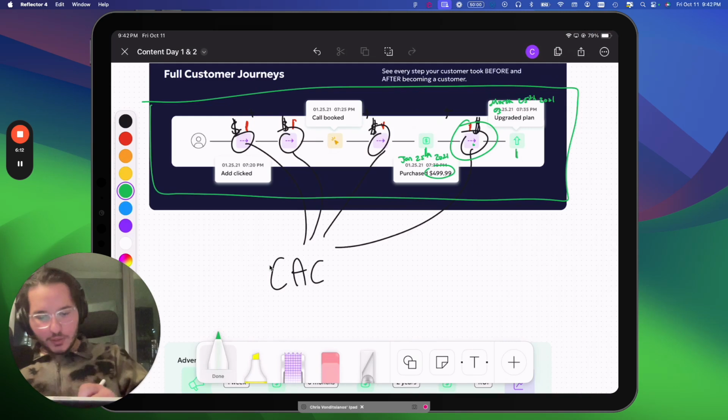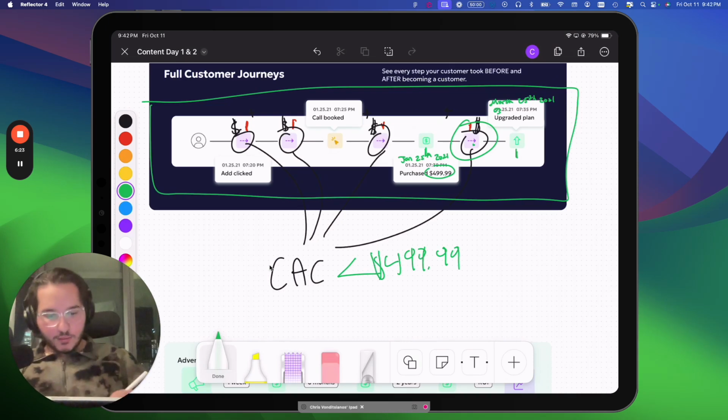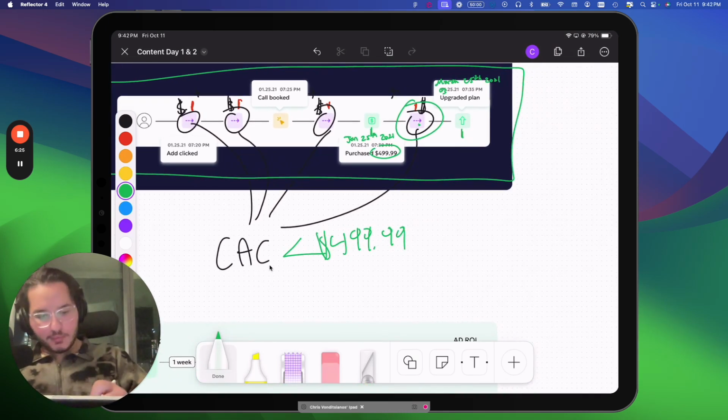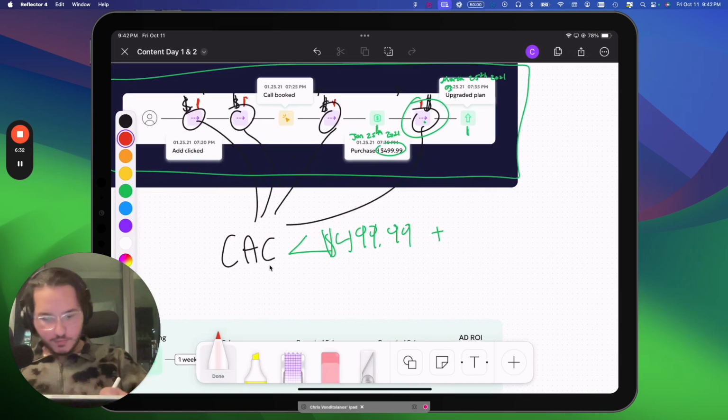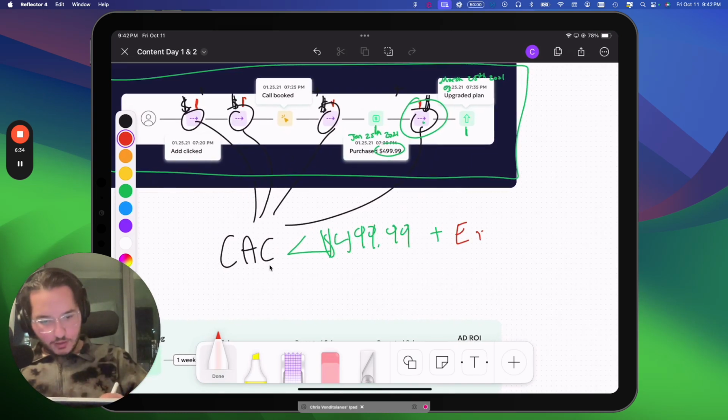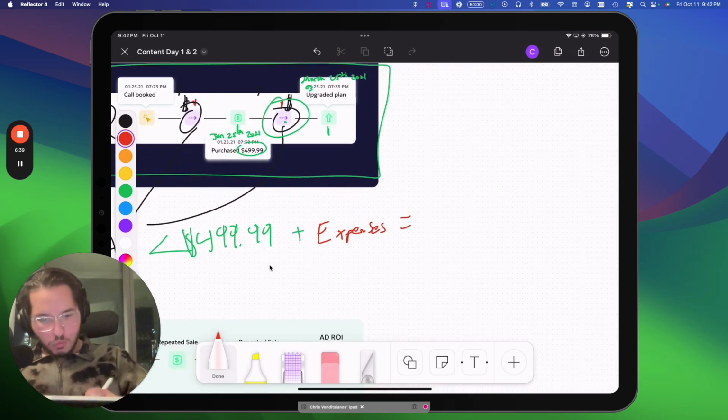So your cost of acquisition has to be less than $4.99 plus expenses to equal profit.